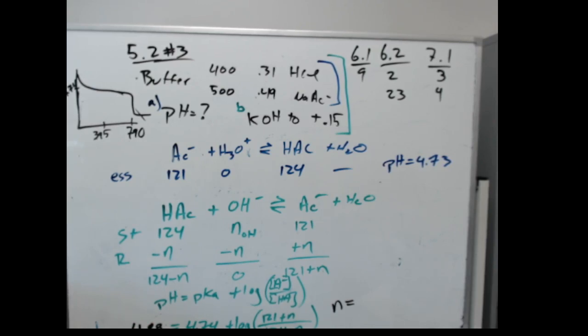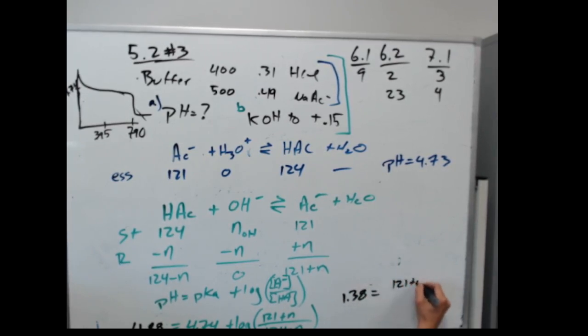I can't solve for n as fast as I thought I could. I have to do this in steps. And I get 1.38 is equal to 121 plus n divided by 124 minus n. And then I have to do some rearranging. Times 124 minus 121, divided by 2.38.